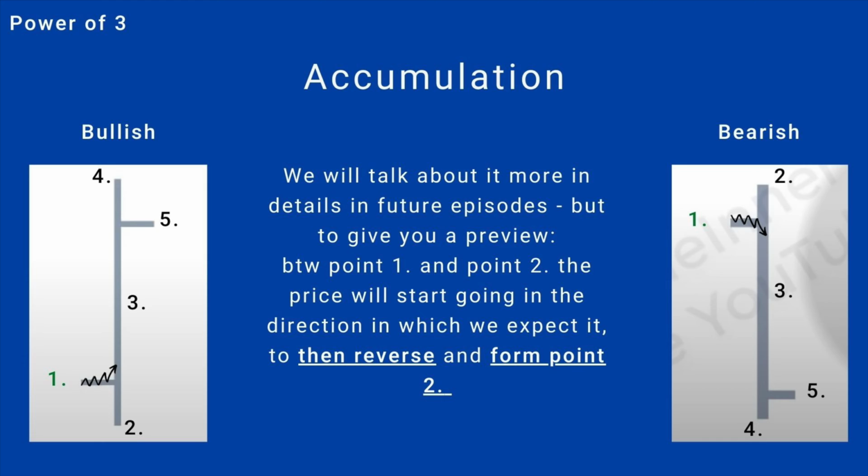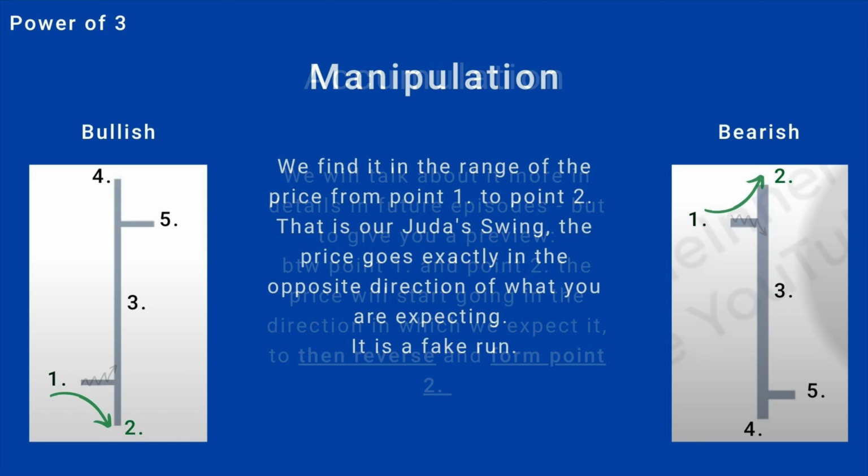Between point 1 and point 2, the price will start going in the direction in which we are expecting it to go. But then the price reverses and forms point 2. To give you an example, when we are bullish, accumulation at the beginning of the day is going to make us think for just a moment that the price is going higher, but then no, it doesn't. It forms point 2. So it's a tricky one, and I believe we're going to talk about it more in later episodes. Now let's move on and talk about manipulation.